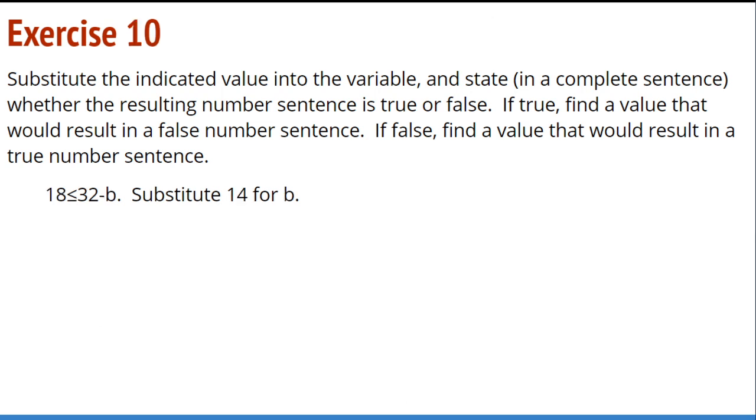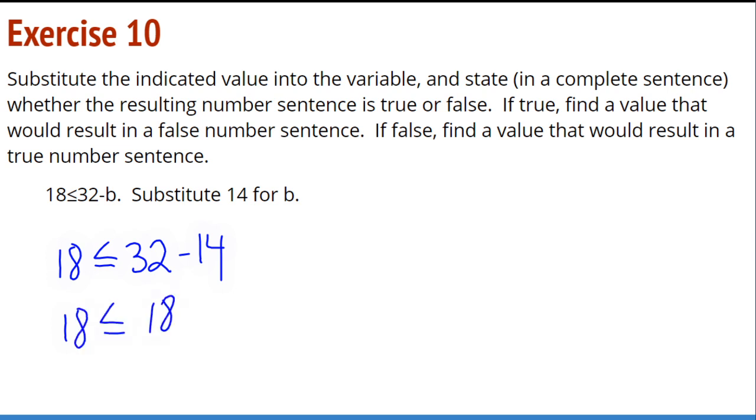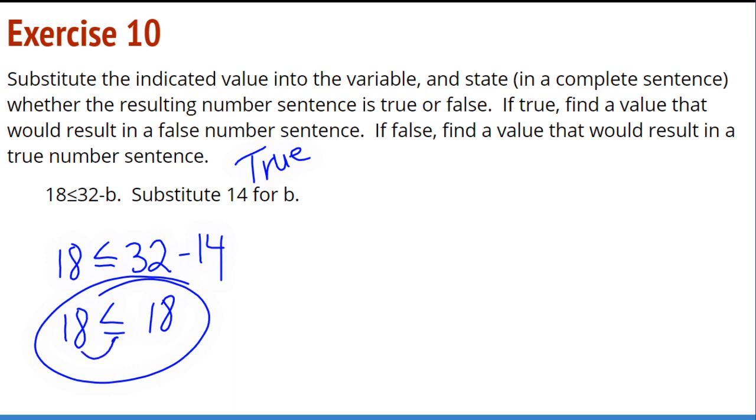All right, we've got 18 is less than or equal to 32 minus 14. 18 is less than or equal to, and 32 minus 14 is 18. So this is a true statement. It is true. This statement is true if the value of b is 14, because 18 is equal to 18.